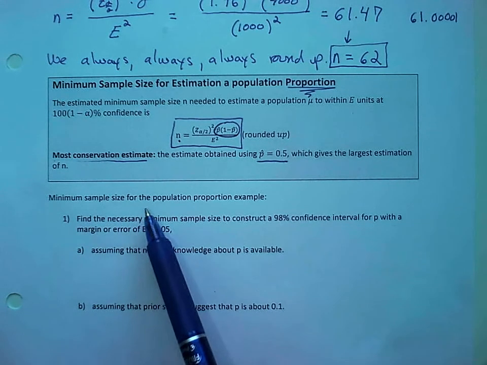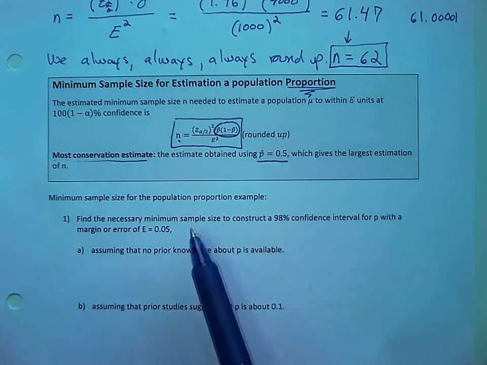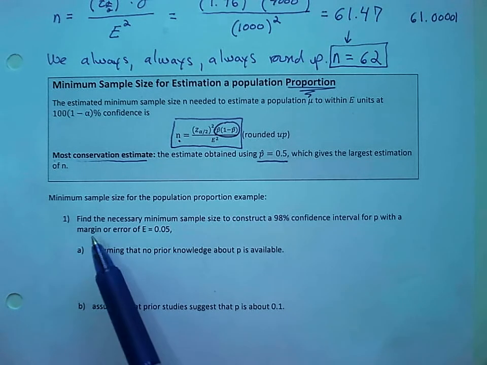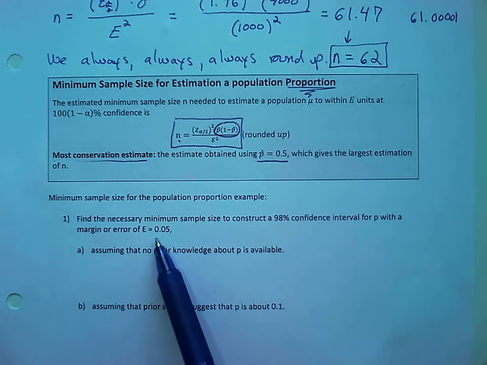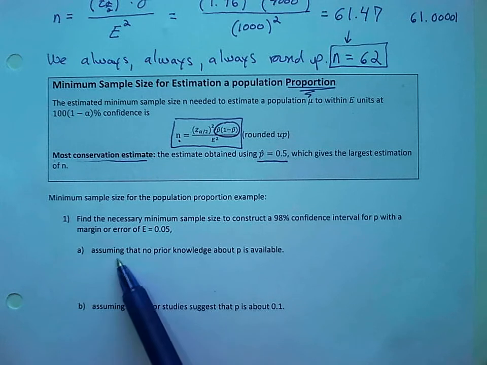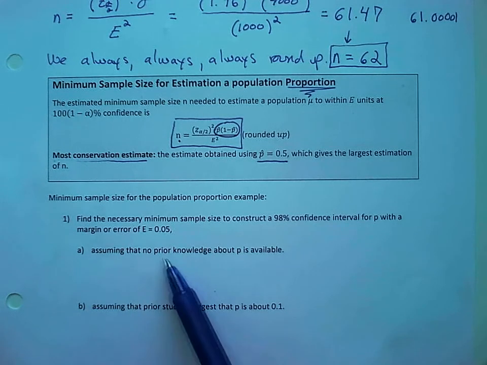This is a minimum sample size for the population proportion, or this is an example of that. It says for number 1, find the necessary minimum sample size to construct a 98% confidence interval for P with a margin of error of E equal to 0.05, assuming that no prior knowledge about P is available. Alright, so let's do it.